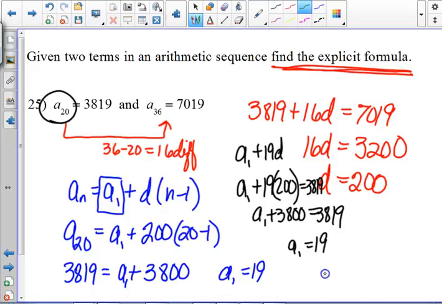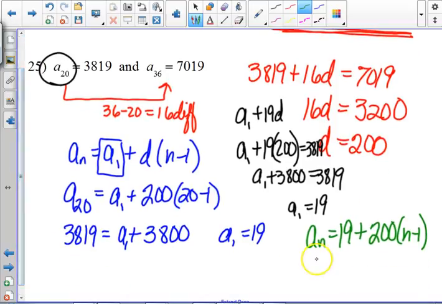Okay, not done. Write the formula. A sub n equals, what was the first term now? 19 plus 200 times (n minus 1). And I'm okay with you stopping there. What would the answer key look like, though? 200n minus 200, which would be 200n, what's 19 minus 200? Okay, or negative 181 plus 200n. These are equivalent, guys, just some distributing and adding of like terms happened, but I'm fine with the first one, okay?